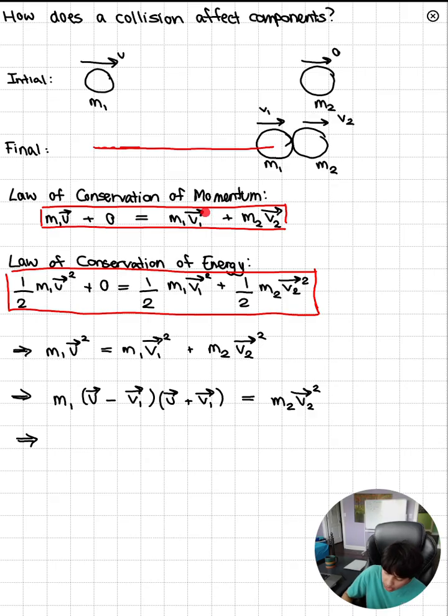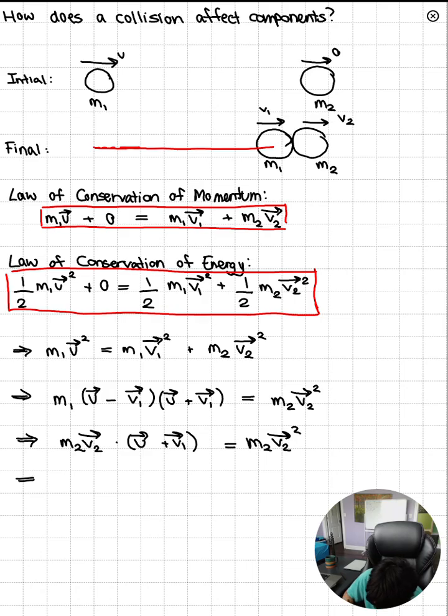If we take this term to the other side, we get that m1 times (u minus v1) equals m2 times v2, meaning we can replace this term with m2 times v2. When we do so, we get m2 v2 times (u plus v1) equals m2 v2 squared, implying that u plus v1 equals v2. This is an interesting fact because now this gives us the relationship between the three velocities.